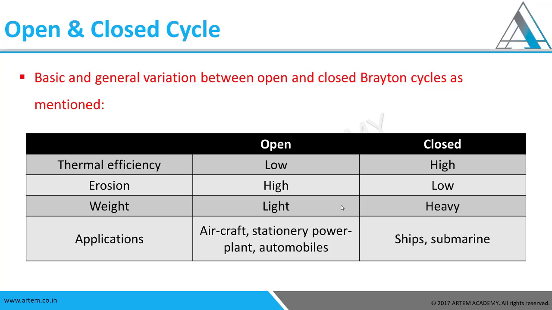Open system is not that much sophisticated, but in the closed system, in order to circulate and in order to make that cycle happen again and again, you have to carry a lot of sophisticated items. That makes the system heavy, generally. The application of the open cycle includes aircraft, stationary power plants, and automobiles, whereas for the closed, it's ships and submarines.